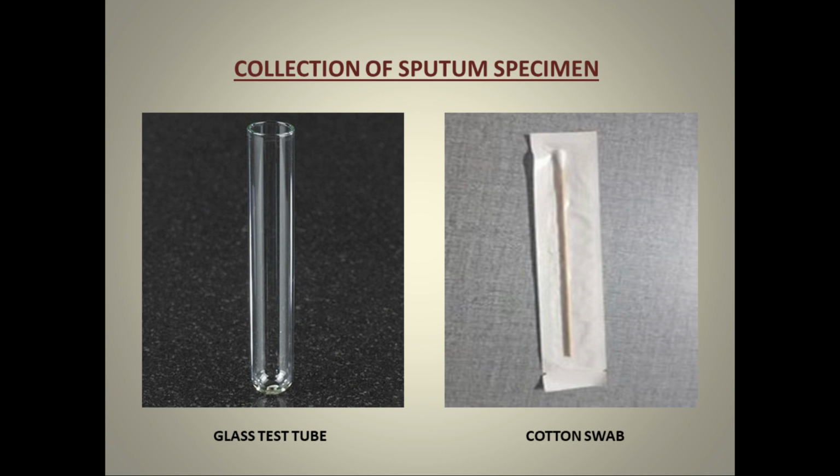To collect the sputum from a young child, use a cotton applicator and a test tube. When the sputum is coughed up, wipe off the sputum with the cotton applicator and drop it into a clean test tube. Close the test tube with a cotton plug.